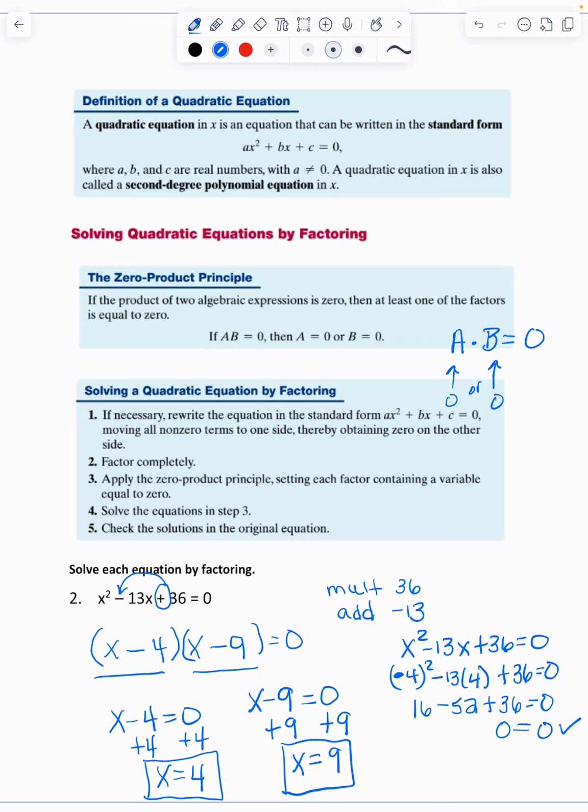And if I do the same thing and I plugged 9 into the equation for x, I get 81 minus 117 plus 36. And again, you'll see that I do get a true statement in that problem as well. So my 2 answers are 4 and 9.